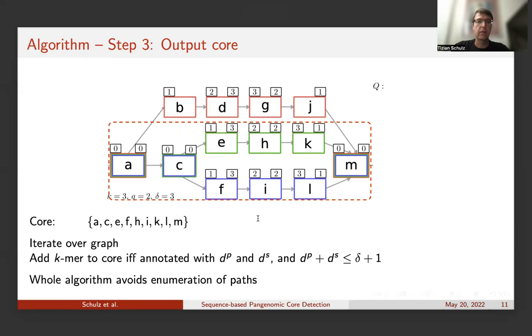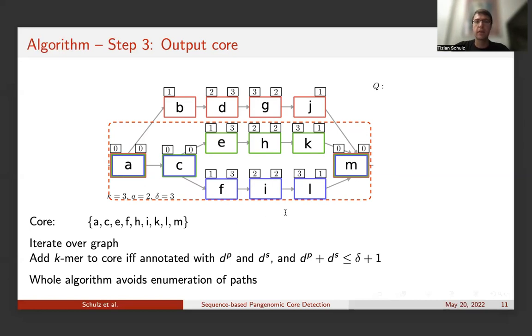And I'd like to stress once more that this was possible without the enumeration of all the paths in the graph. The only thing that we did was to traverse the graph several times. One time to find the core k-mers, then we used the queue, and in the end we traversed the graph once more to add up the annotations for each vertex to find the core k-mers and the bridging k-mers.